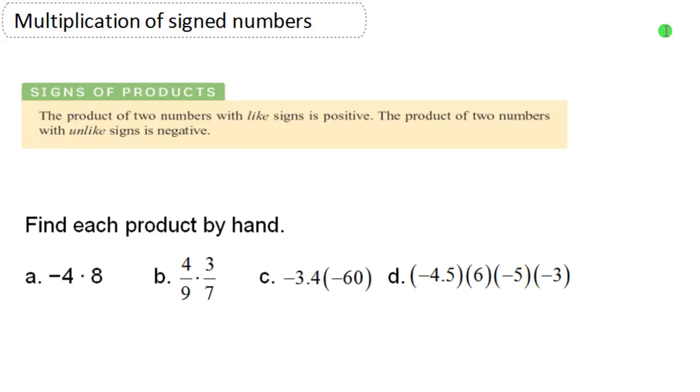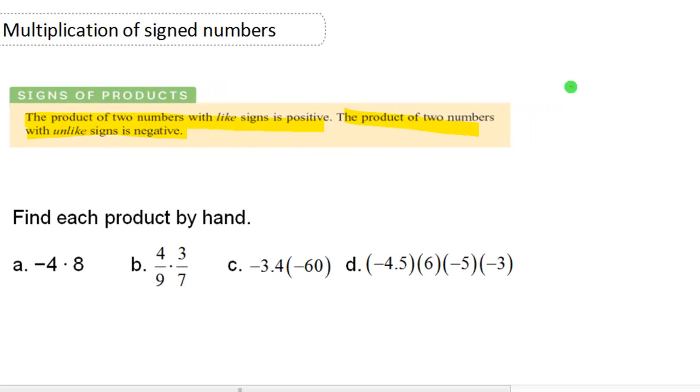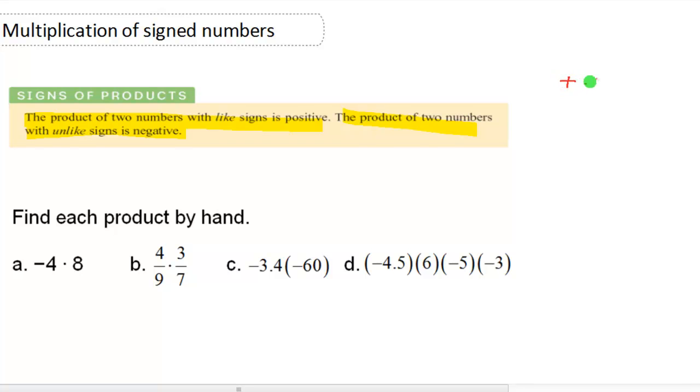In this video, we're going to multiply positive and negative numbers. And so we want to remember the rule. The rule is that when you multiply two numbers with the same sign, the answer will be positive. So two positives and two negatives multiplied together will be positive. When you multiply two numbers with unlike signs, then the answer is negative.